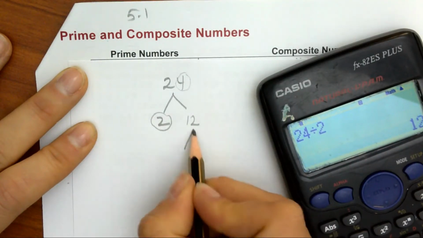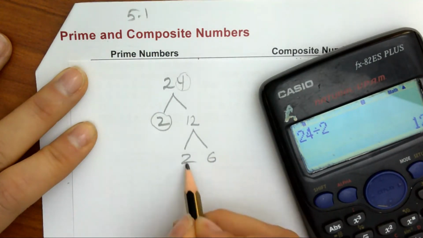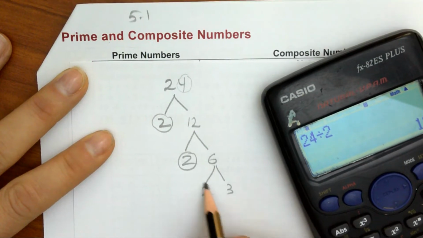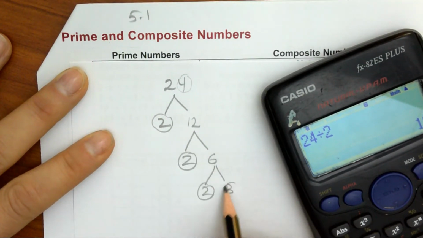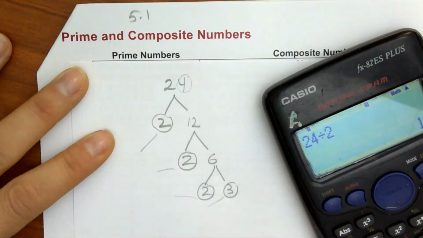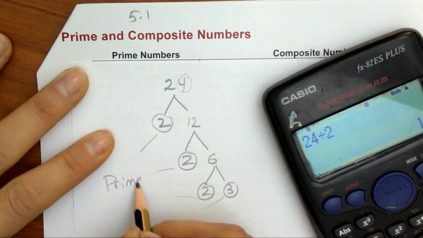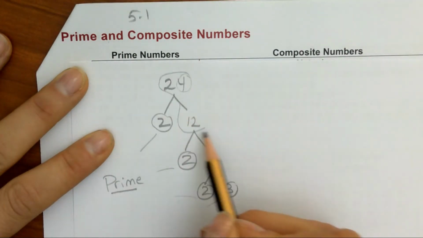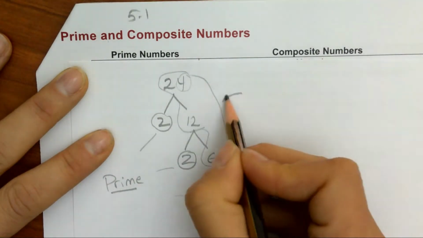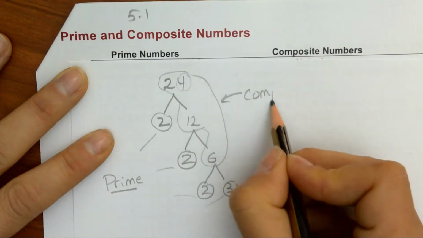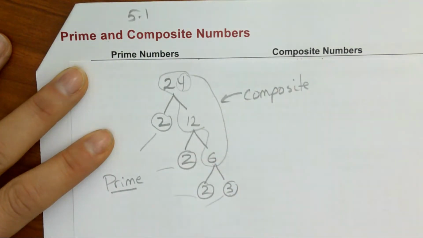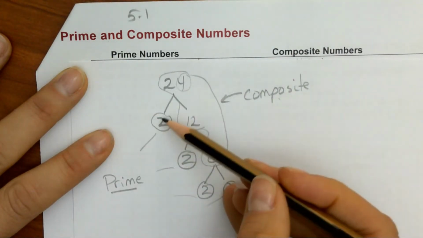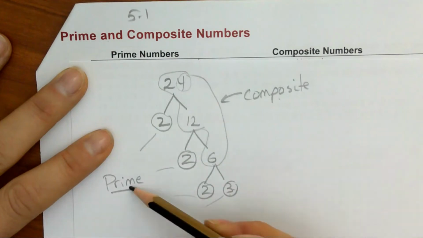Can I make 12 smaller? Yes, 2 times 6. Can I make 6 smaller? Yes, 2 times 3. Can I make 3 smaller? No. So all of these numbers that are circled, we call them prime numbers because we can't make them any smaller. These numbers here that I can make smaller, we call them composite numbers. So any number you can make smaller is called composite, and any number that stops and we cannot make it smaller is called prime.